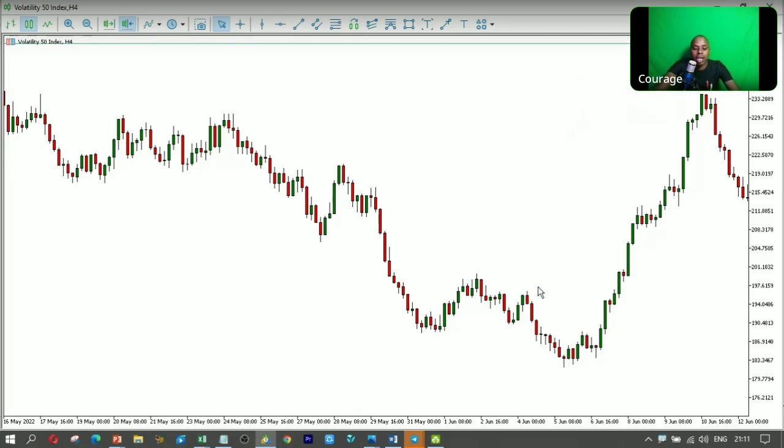But when the market starts doing what the market usually does, the market moves like this most of the time. It makes an impulsive move. So the first move that goes here is called an impulsive move, and then this one is called a pullback.